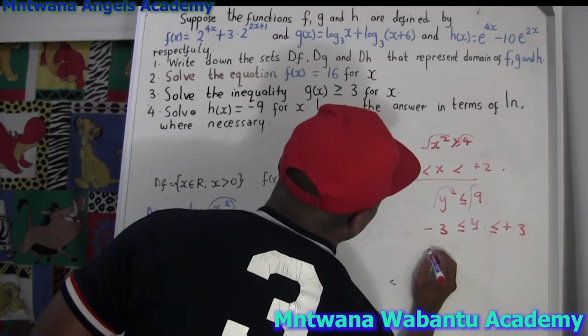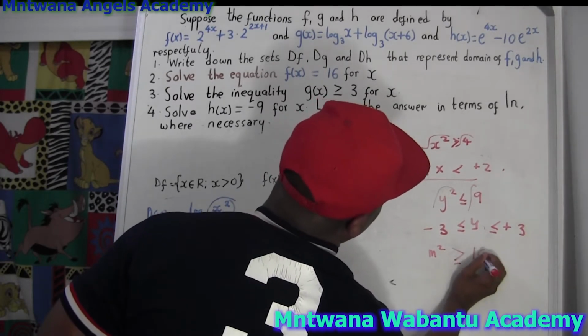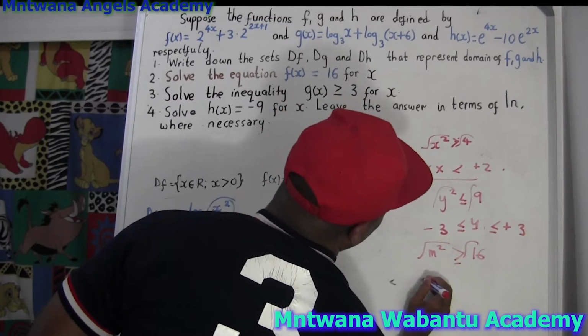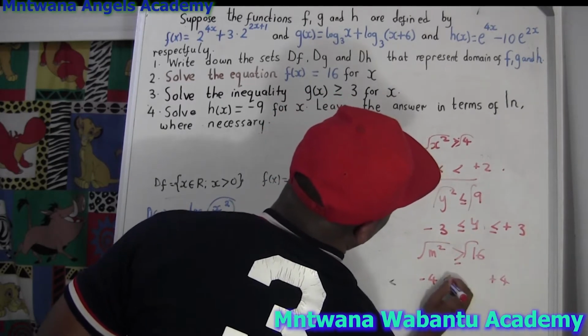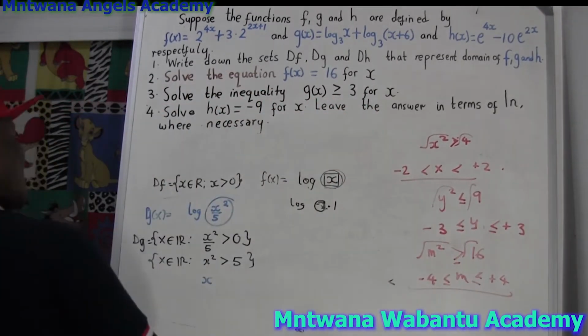For example, m squared is the last one, excuse me, because this is not part of the equation. 16. What I'm going to do, I'm going to square root, so say negative 4. And this is going to be positive 4. And then you change this to the left, always. And then you write your m. You know what I'm saying?